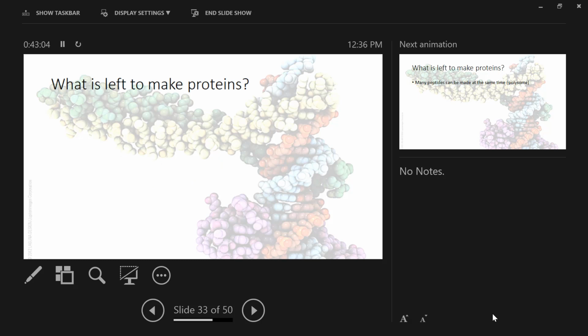All right, so what is left to make proteins? Because at the end of translation, we have a polypeptide. We have a polypeptide with a primary sequence, but it still needs to develop a secondary and a tertiary structure at the very minimum in order to be a protein. All right, just a little nugget of truth.